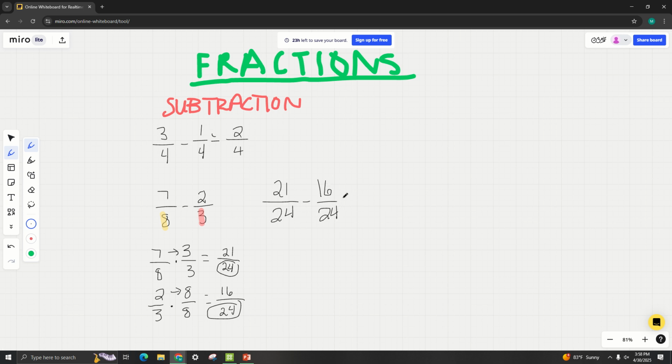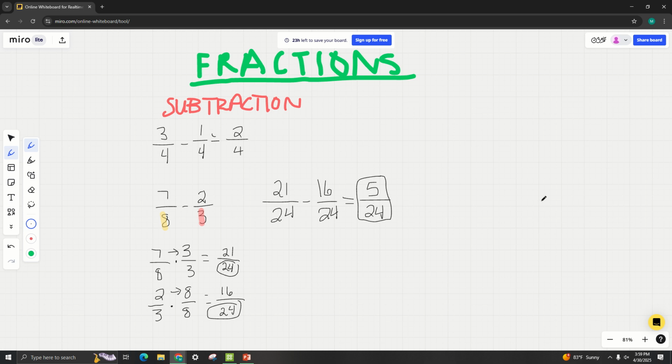24ths. So just like with addition, we did all that work to get a common denominator, so we're going to keep it for our answer. And now I just subtract across the top. 21 minus 16 gets me 5. So my final answer is 5 24ths. So nothing too crazy with adding, subtracting fractions.